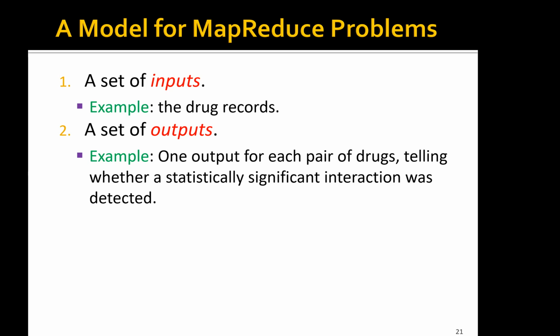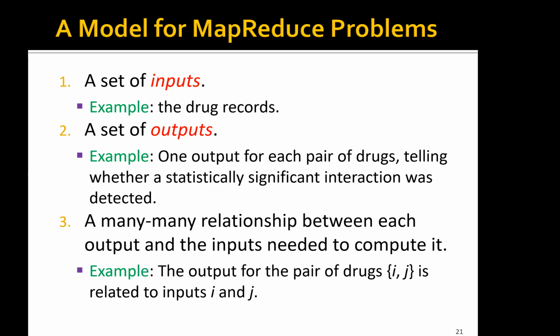In our example, the output would be for each pair of drugs, you want a bit saying this is a bad drug interaction or not. And then, without reference to exactly how a chi-square test works, we know that there's going to be a many-to-many relationship between the outputs and the inputs that are needed to compute that output. So, for example, no matter how you group the drugs or don't group them, the output associated with the pair of drugs I and J requires the inputs for drugs I and J, and it absolutely requires those, and it requires nothing else.